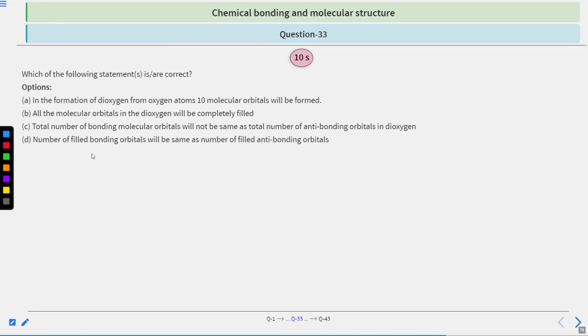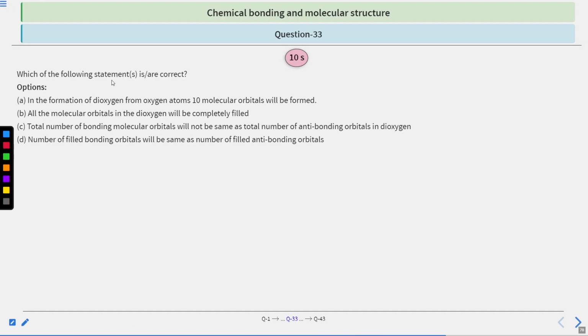Moving on to the next question, that is question number 33. Which of the following statements is or are correct? Options are: in the formation of dioxygen from oxygen atoms, 10 molecular orbitals will be formed. All the molecular orbitals in the dioxygen will be completely filled. Total number of bonding molecular orbitals will not be same as total number of anti-bonding orbitals in dioxygen. Number of filled bonding orbitals will be same as number of filled anti-bonding orbitals. So you have 10 seconds to solve this question. After that, we will see the answer.